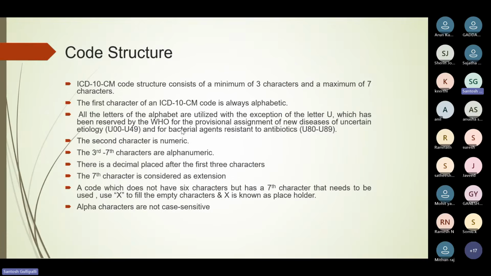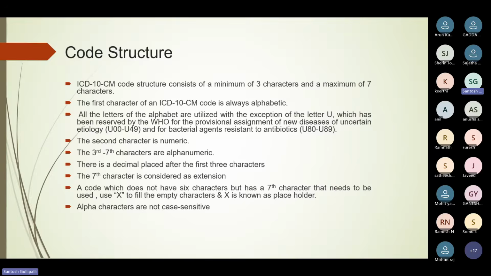Okay, so that is the role of U. What is the role of U in ICD-10-CM? The letter U is reserved by the World Health Organization for new diseases of uncertain etiology and bacterial agents resistant to antibiotics.